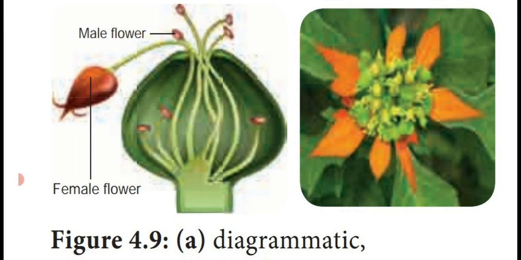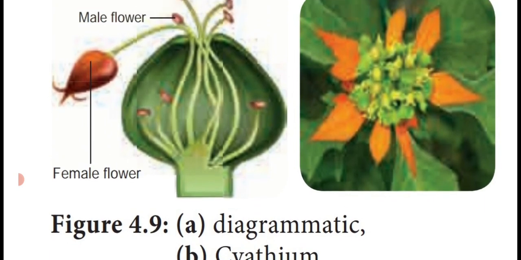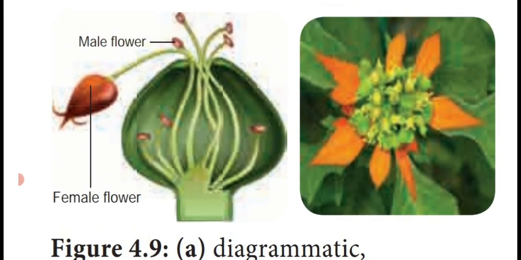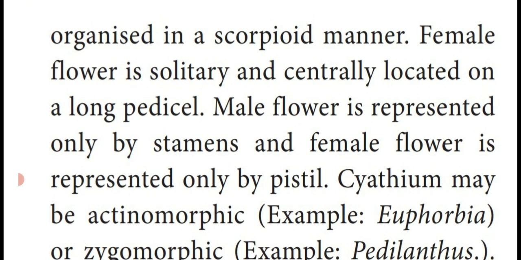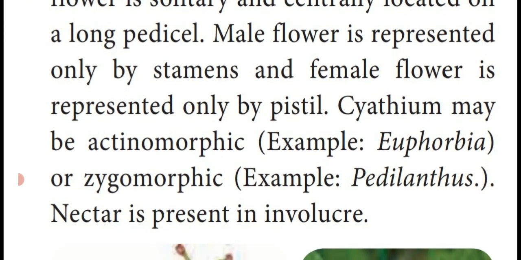That is said to be the cyathium inflorescence. Example, Euphorbia. The next diagram is the entire inflorescence of the cyathium flower, which looks like, or mimics, a single flower. It is the best example of cyathium inflorescence.